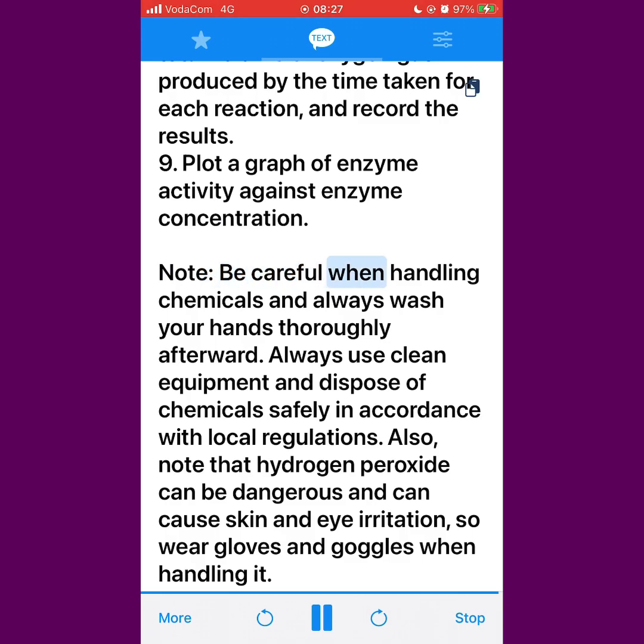Note: be careful when handling chemicals and always wash your hands thoroughly afterward. Always use clean equipment and dispose of chemicals safely in accordance with local regulations. Also, note that hydrogen peroxide can be dangerous and can cause skin and eye irritation, so wear gloves and goggles when handling it.